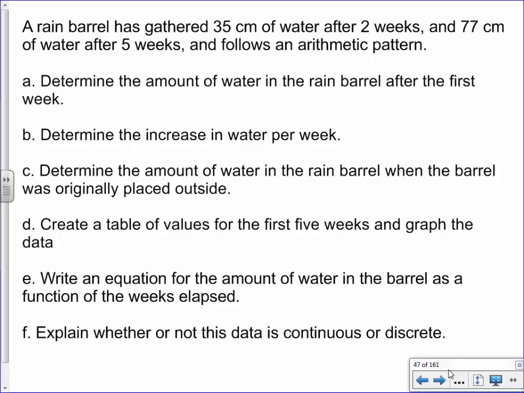So let's try this one. A rain barrel gathers 35 centimeters after 2 weeks and 77 after 5 weeks. Does anybody know how we're going to solve this question, just looking at the data I was given? System of equations. Well done.